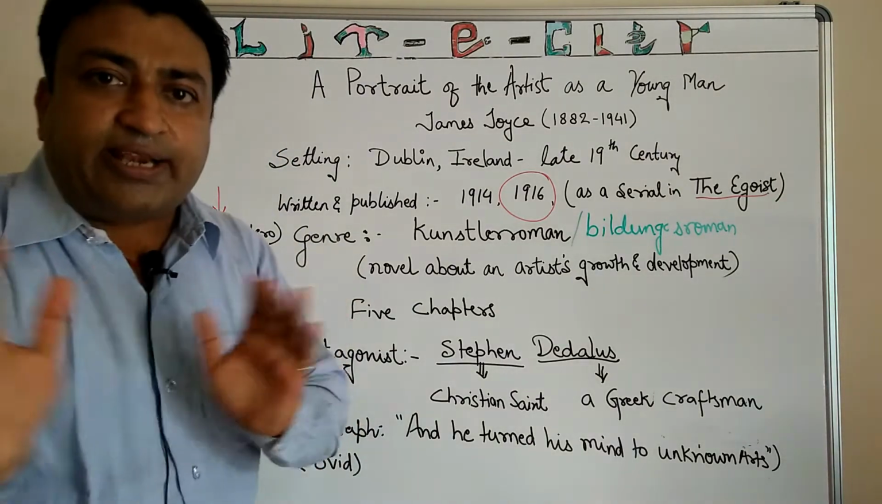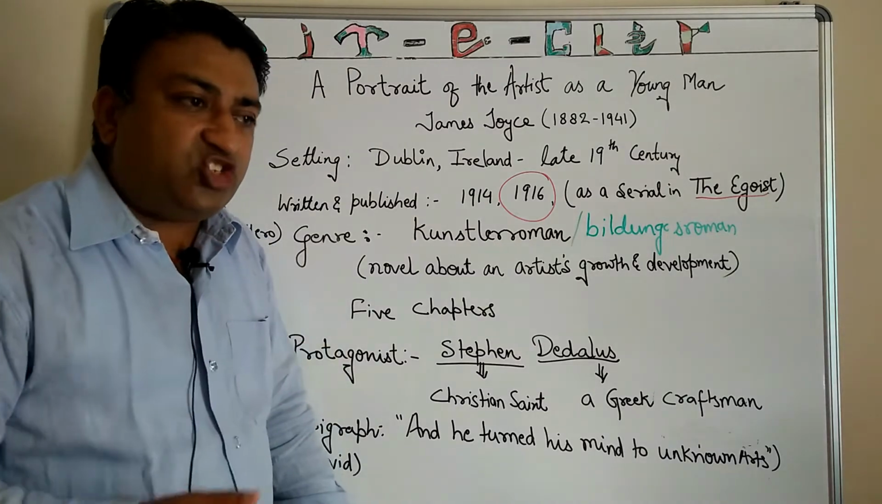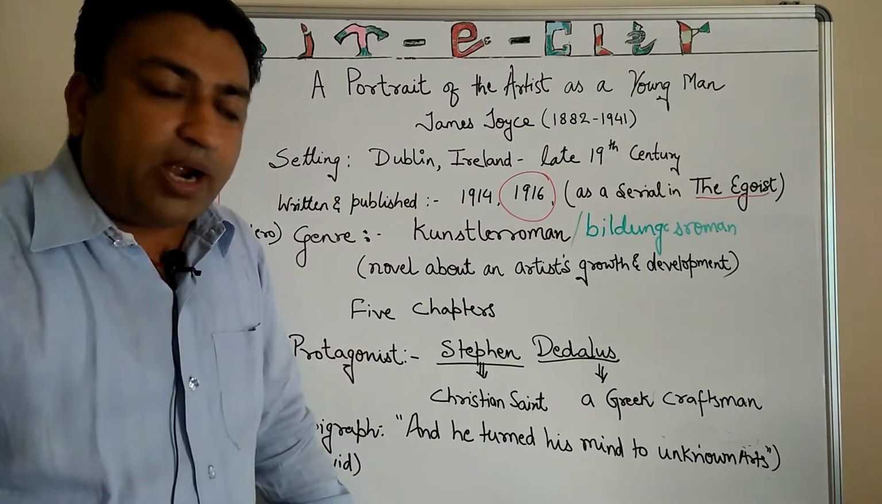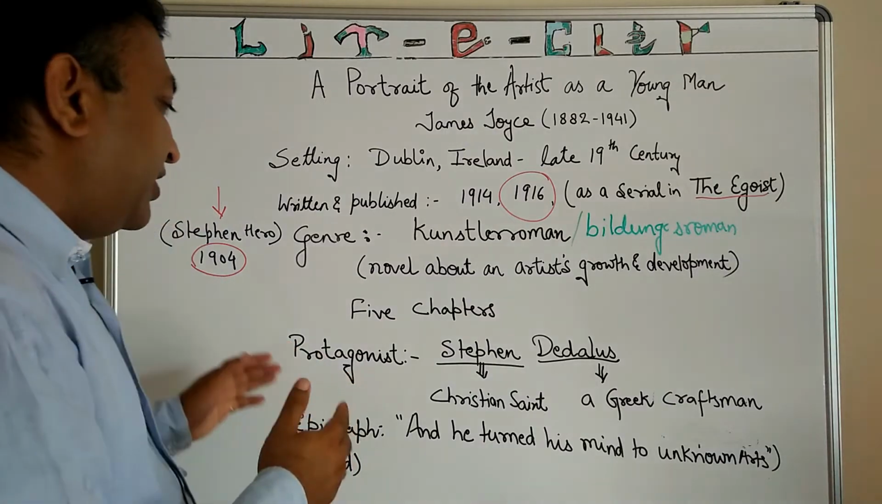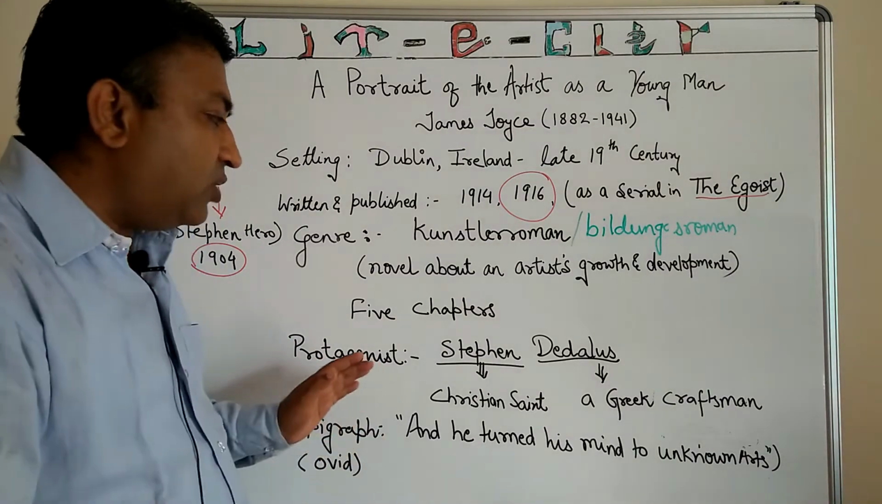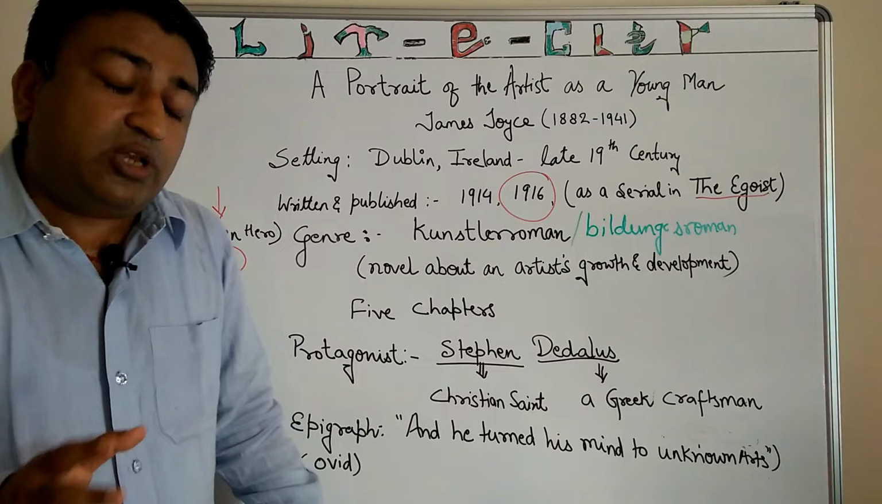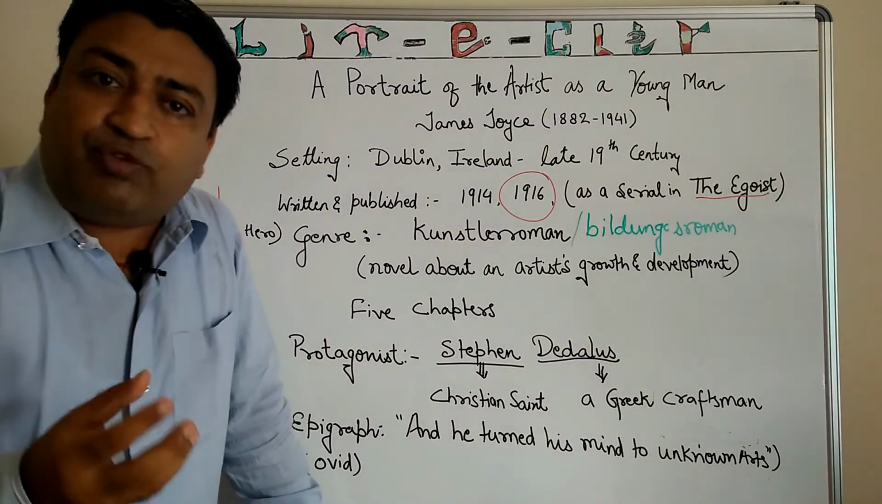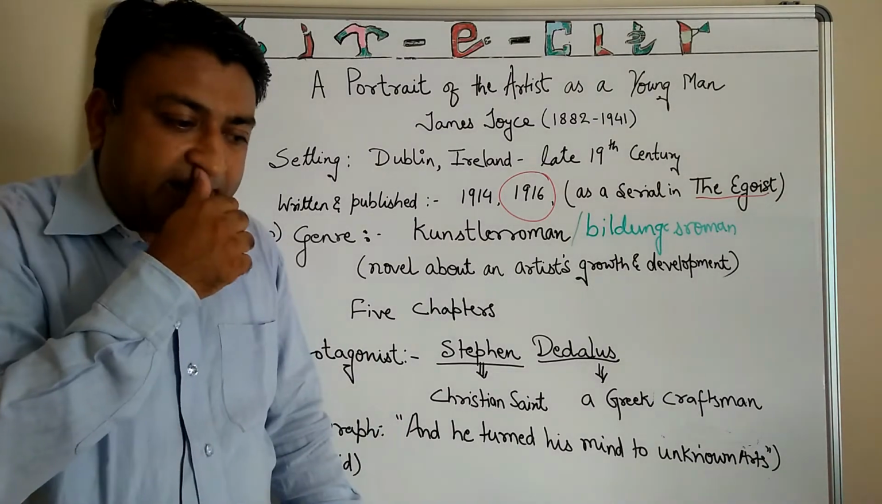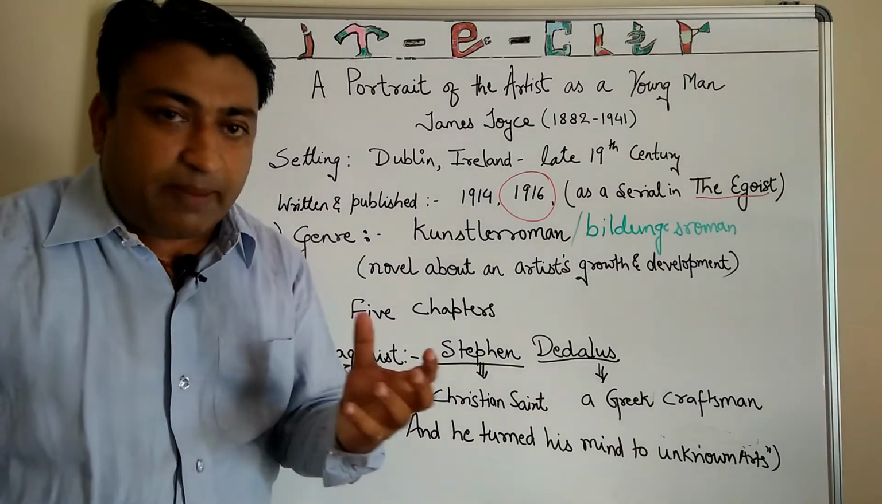The novel is divided into five chapters, and each chapter has certain parts also. The name of the protagonist of this novel is Stephen Dedalus. Now, this name in itself is very important. In fact, it is a key to understanding the protagonist.